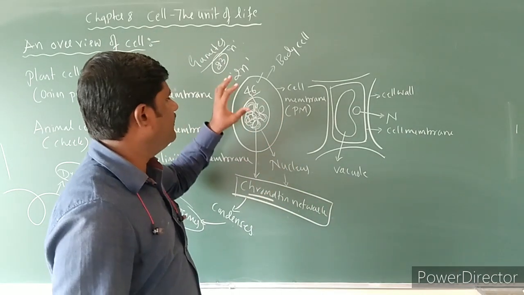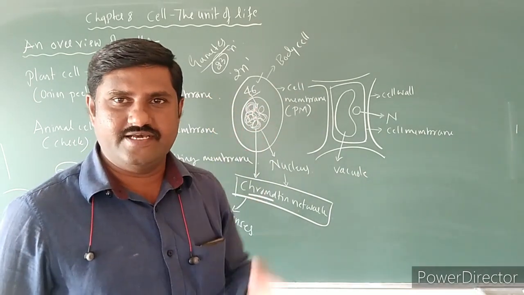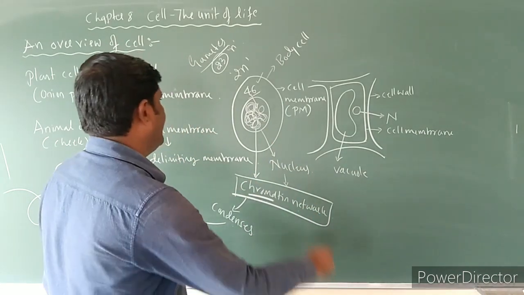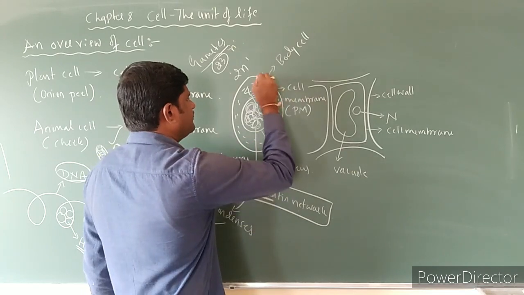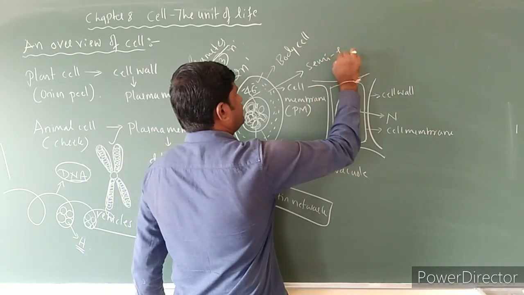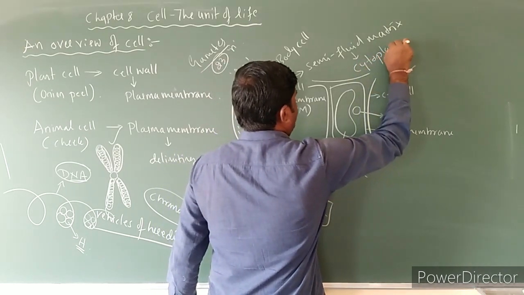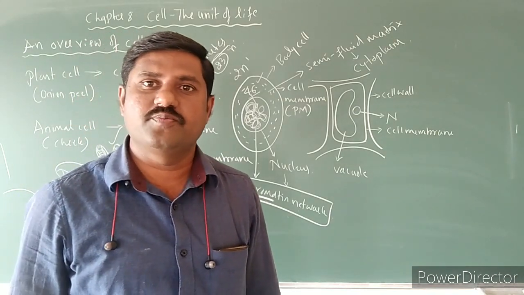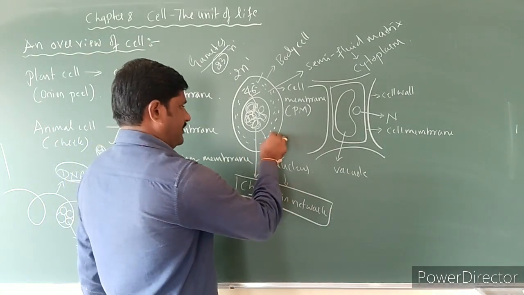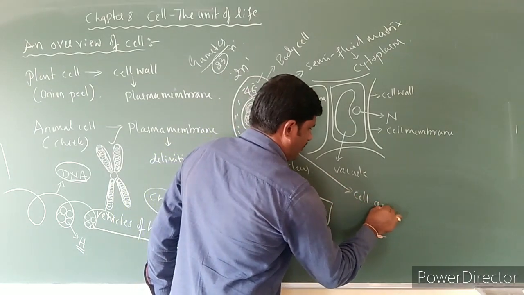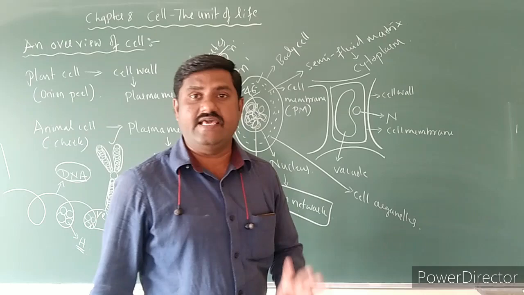So the cell mainly consists of the nucleus, in both plant as well as animal cells. Now come to the outside of the nucleus. What is there? There is a semi-fluid matrix present over here, and that semi-fluid matrix is called cytoplasm. What is it called? Cytoplasm. The semi-fluid matrix is called cytoplasm. In the cytoplasm, you will come across many cell organelles. What are present in the cytoplasm? Many cell organelles.